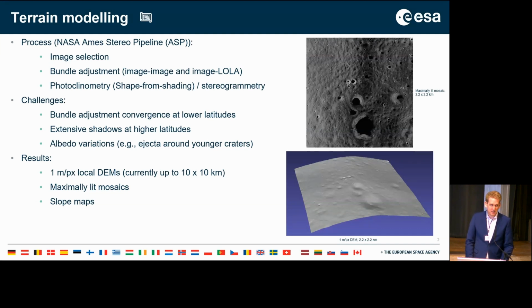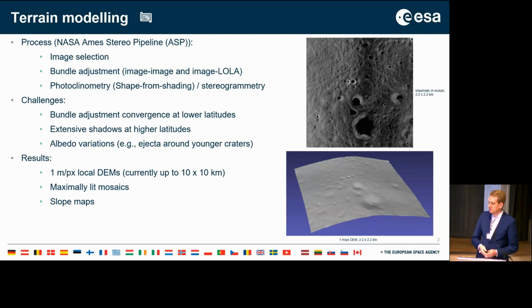I won't go into full detail here, as this is a process, I think, well established, well documented. I think the relevant point here is what we are producing with that. If we're using the shape from shading process, one of the results is local DEMs of 1 meter per pixel scale. We've done this up to 10 times 10 kilometers for now, with the only limit being actually calculation power, but we could go larger if of interest, but usually that covers quite a reasonable area of interest.